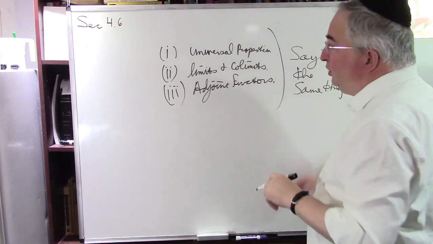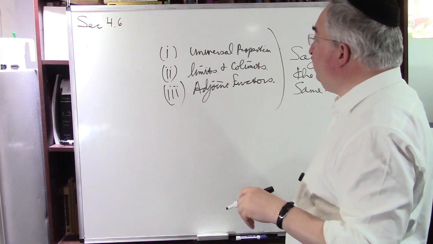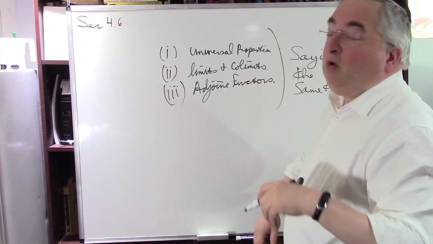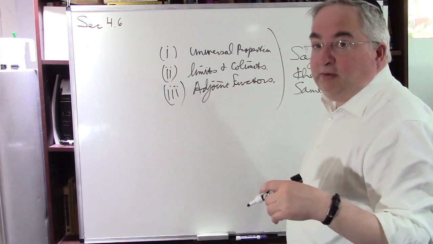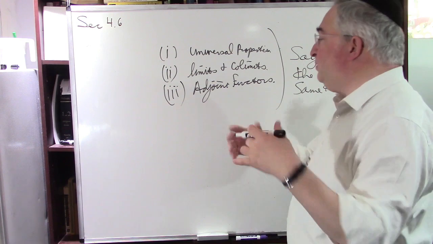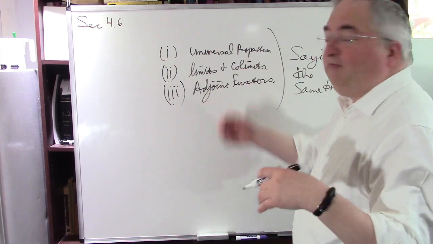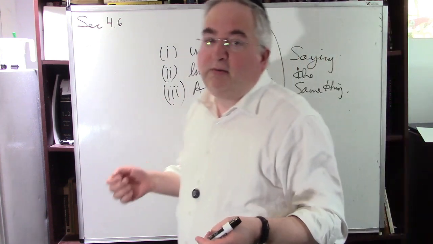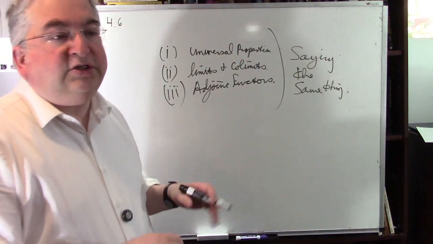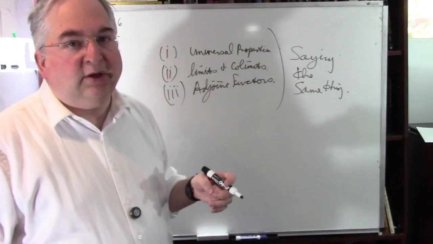So if you have some structure and you can describe it with universal properties, then you can describe it as a limit or colimit, and you can describe it with adjoint functors. Similarly, if you have some structure that you can describe with adjoint functors, you can describe it by the other two. Similarly, if you have some limits and colimits, you can describe it by the other two. So all these three things are just three different ways of saying the same thing.